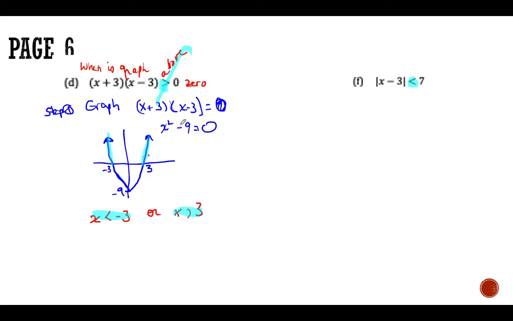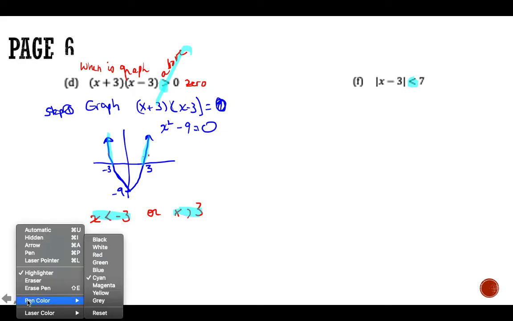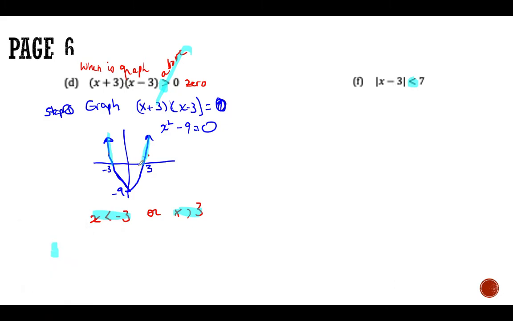Now, let's suppose you didn't know what the graph looked like, because sometimes I'll give you an inequality and you don't know, and I don't expect you to know what the graph looks like. Step 2, if you need it, is your handy-dandy number line.